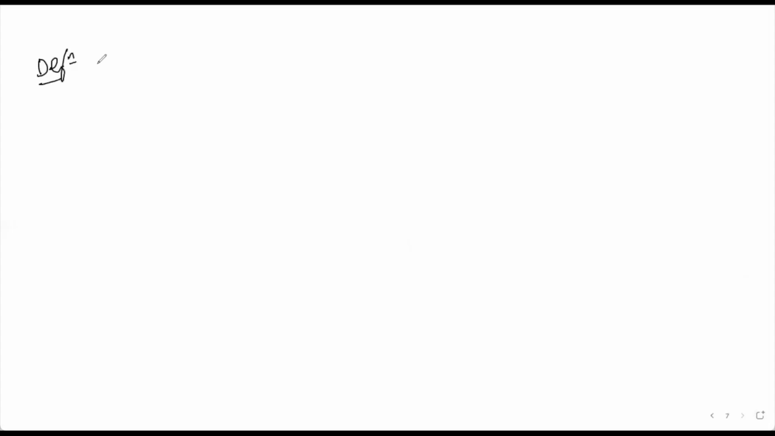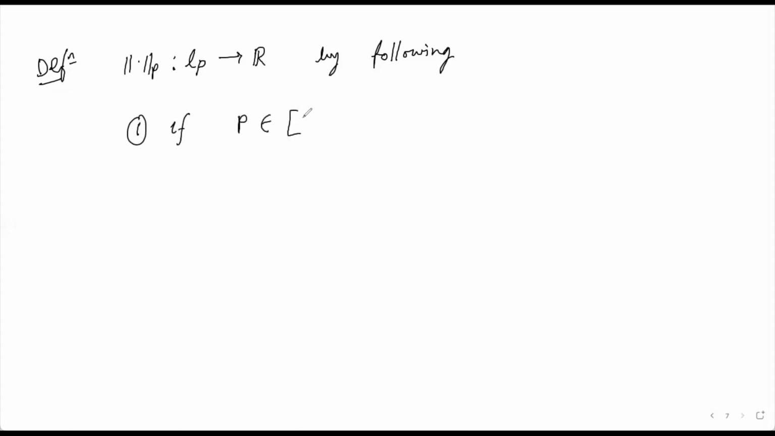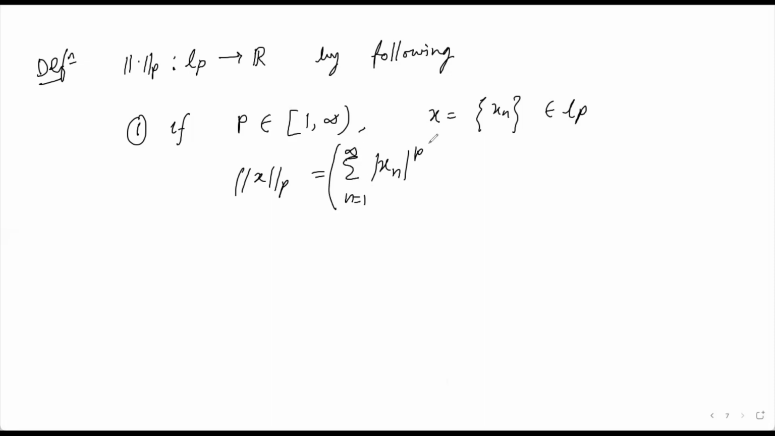Definition. We define functions, norm sub p, from Lp to the set of all reals, as follows. We have two cases. If p belongs to the interval [1, infinity), and x equal to the sequence (xn) belongs to Lp, then we define the norm of x, norm sub p of x, as the summation over n equal to 1 to infinity of the absolute value of xn to the power p, then the whole thing to the power 1 over p.